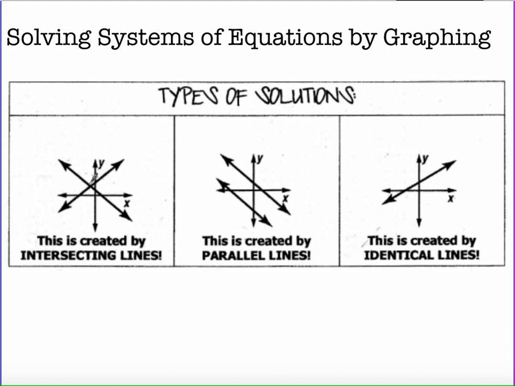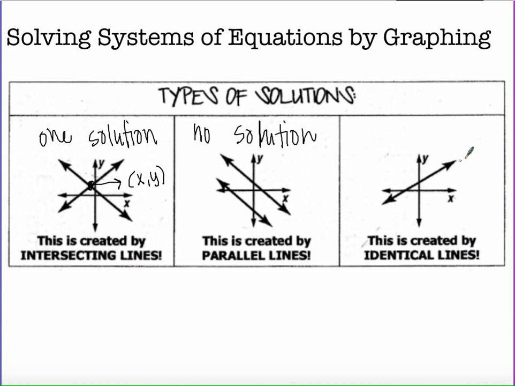Our lines could intersect once, and we know that that gives us one solution. And the actual solution, if I ask what is the solution, is the ordered pair where the two lines intersect. I could have two parallel lines which never intersect, therefore have no solution. And the last possible scenario is when I have the same equation that comes out to be the same line on top of itself, which provides infinite solutions, because the lines are going to intersect at every point ever, infinitely.